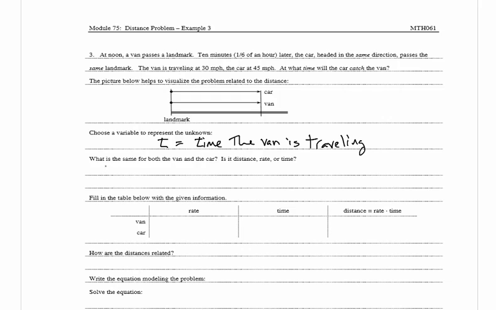The second question asks, what is the same for both the van and the car? Is it distance, rate, or time? And the thing that is the same is they're traveling the same amount of distance from the landmark to when the car catches the van. So we're going to say they both travel the same distance.